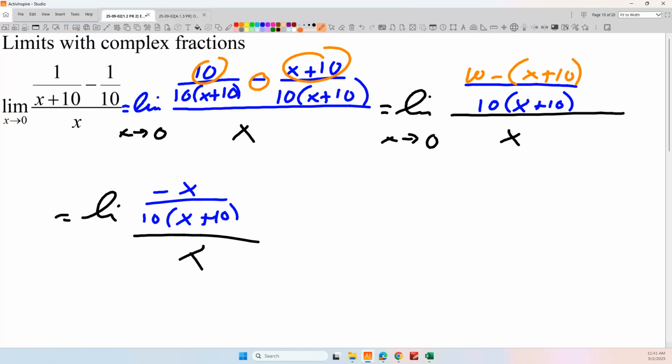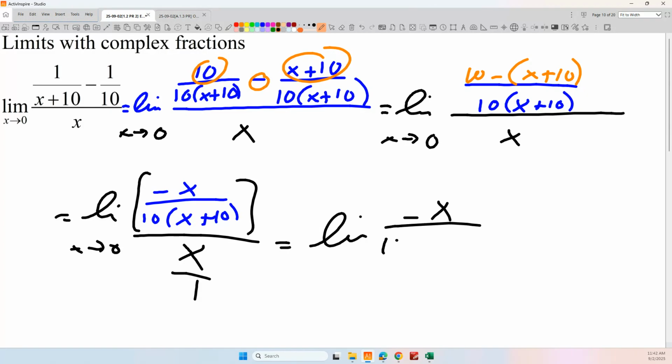So all this stuff is really grouped together, right? And if I divide a complex fraction by a complex fraction, I just multiply by the reciprocal of the denominator, just flip and multiply, right? So this all just becomes the limit of negative x over 10 times the quantity x plus 10 times 1 over x.